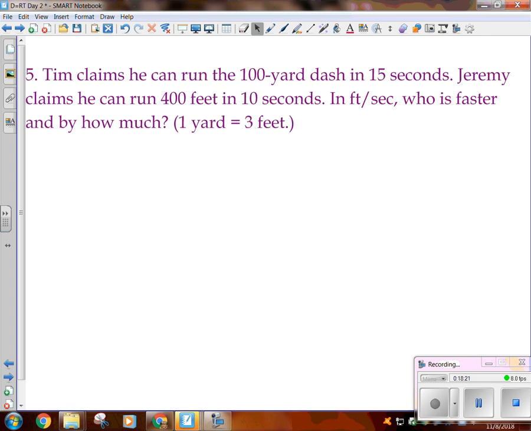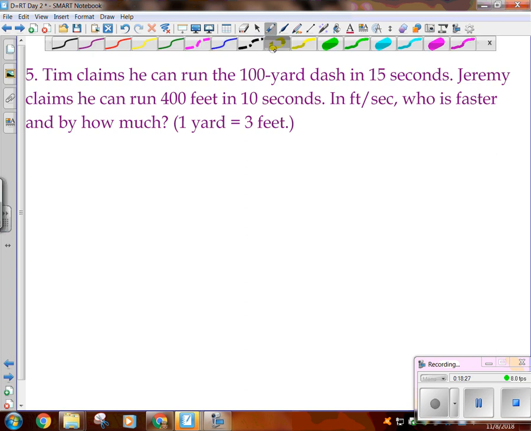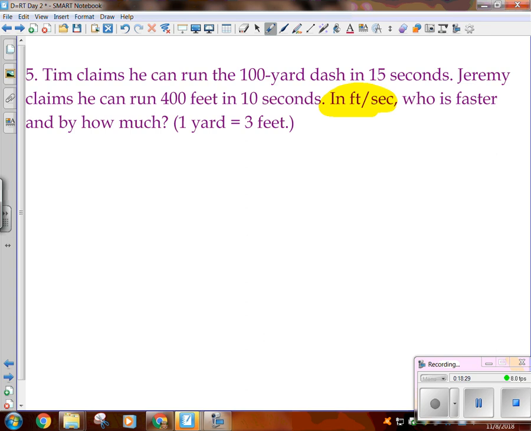Most of these are saying miles an hour. So if it doesn't tell me, I'm going to do miles and hours. But in this particular case, what did it say on this problem? In feet per second. So I'm going to leave it in feet, and I'm going to change it to seconds. So same boxes. Draw your boxes.